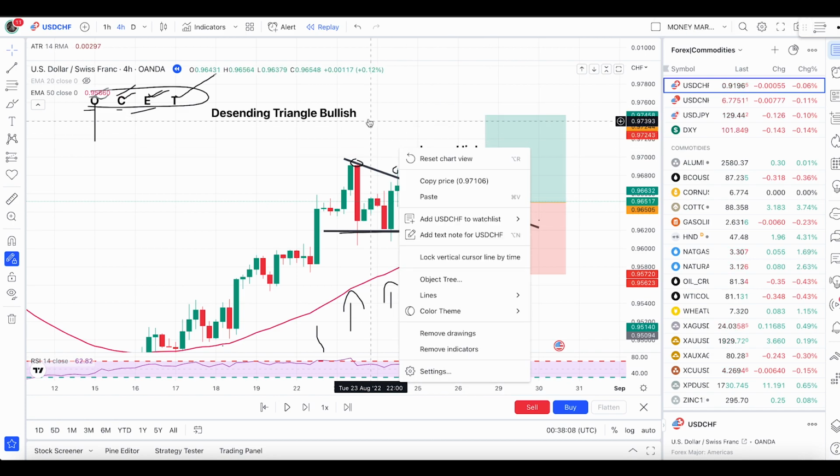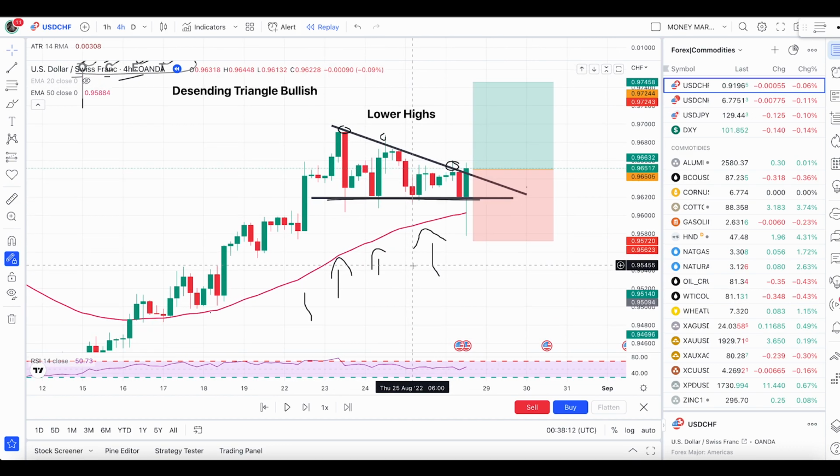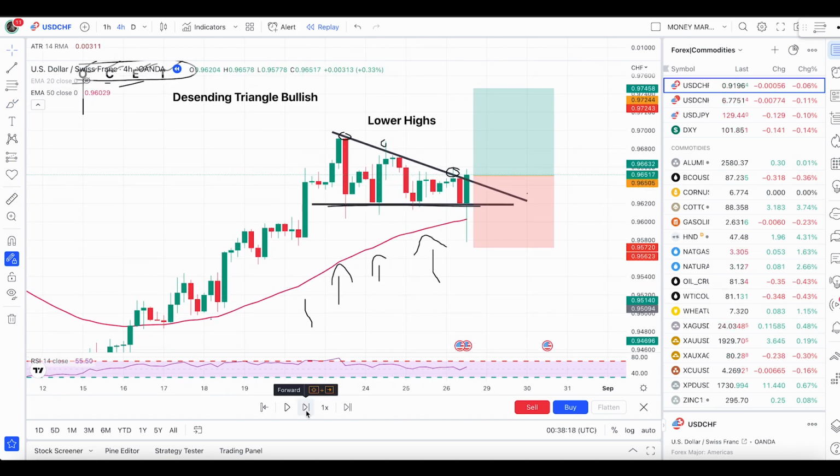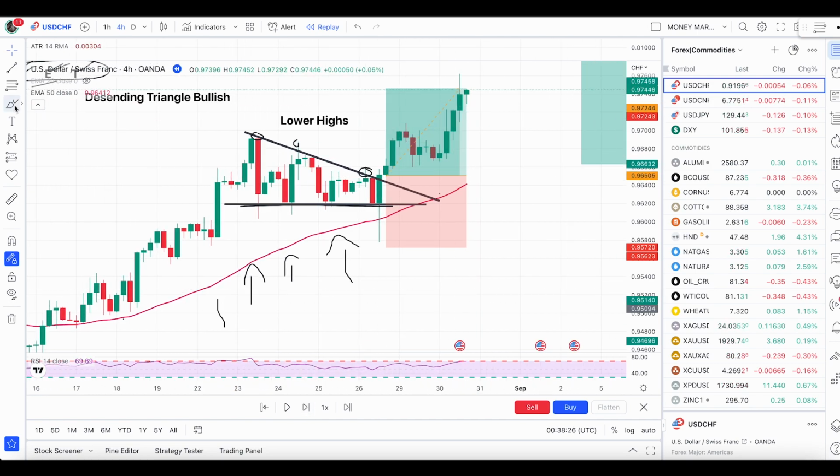So here we got, and let's see how it plays. You have this pattern ready. We are above 50 EMA. All the rules are met, and let's see how it works. Price push up was a bit of a pain, but eventually it hit our take profit. So this was one of the descending triangle bullish trade.